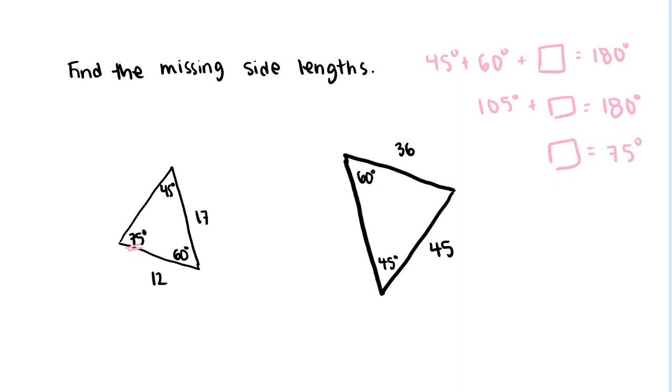And if we look at this other triangle here, it also has an angle of 60 degrees and an angle of 45 degrees, and so that missing angle is also 75 degrees. And so these two triangles are similar. They have identical angles.